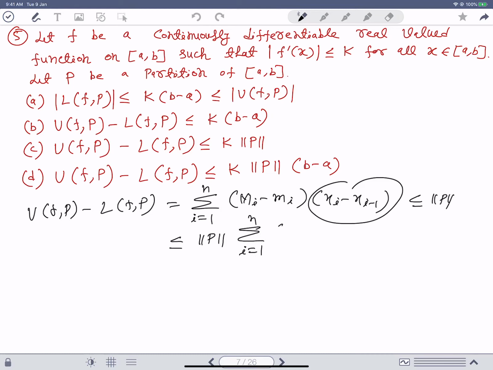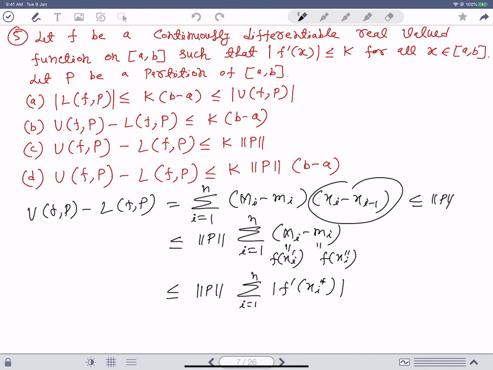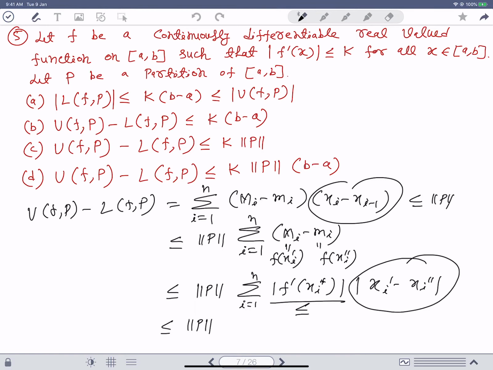times the summation i equal to 1 to n of (M_i minus m_i). Now, again it can be f of x_i' for some number, and f of x_i'' for some number. Now, we have seen that it is less than or equal to norm of P. By applying the mean value theorem, we have summation i equal to 1 to n of mod of f'(x_i*) times mod of x_i' minus x_i''. Again we know that this part is less than or equal to x_i minus x_{i-1}, therefore, we can again have this norm P, and it is given that |f'| is less than or equal to k, so we can write k times the summation i equal to 1 to n of (x_i minus x_{i-1}). So, therefore, it is norm P times k times (b minus a).